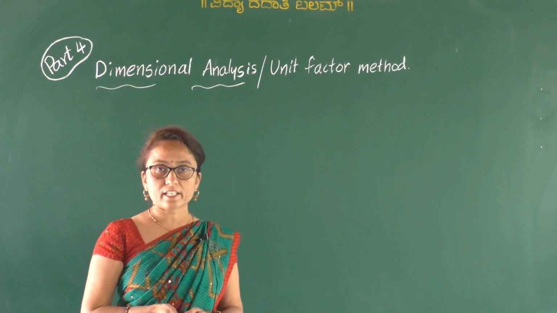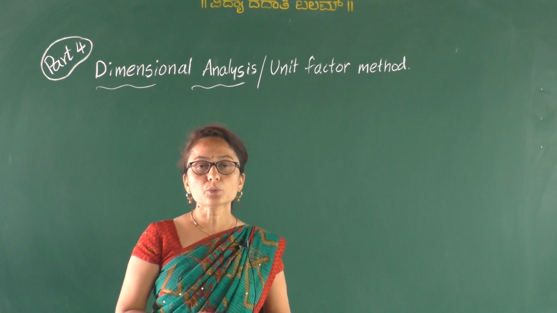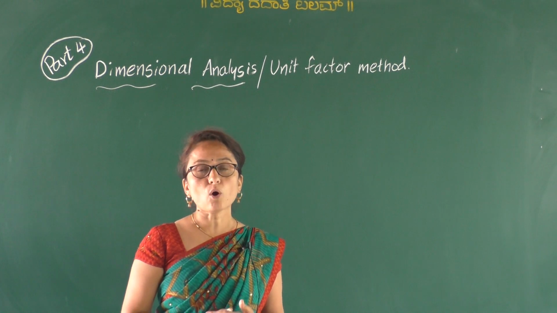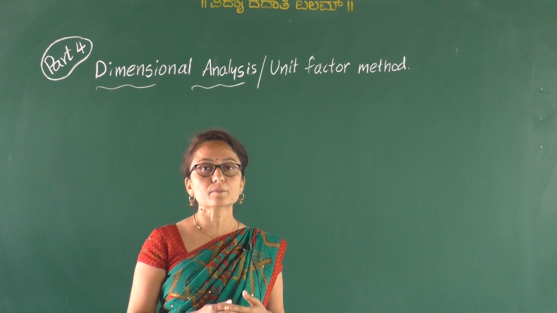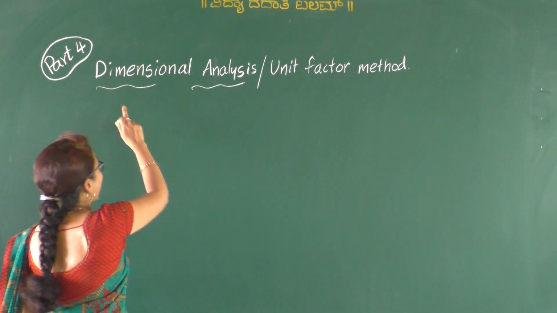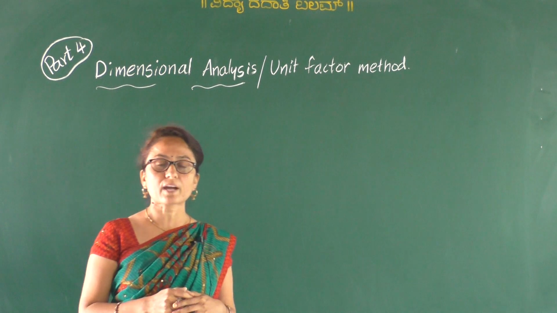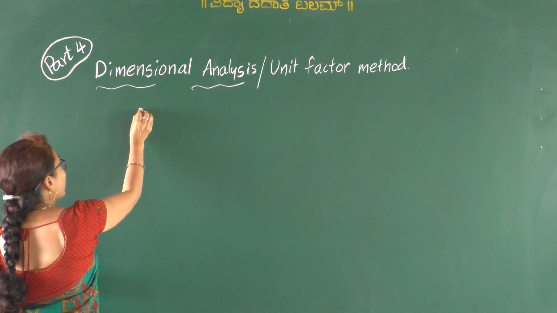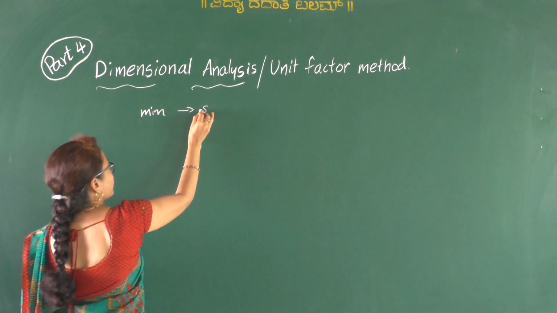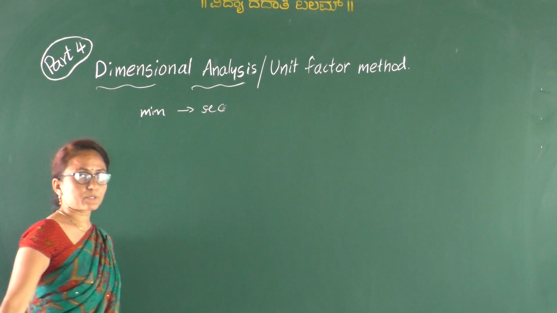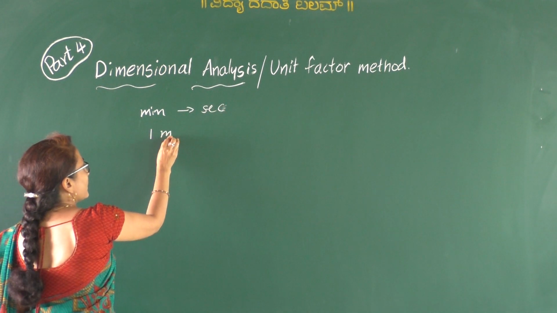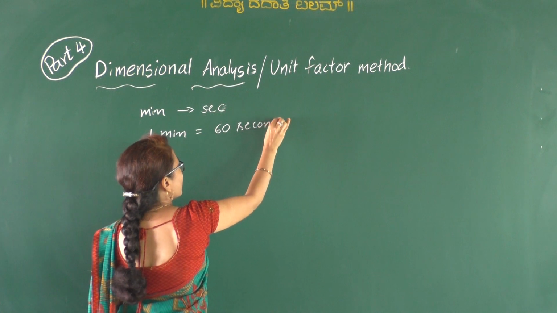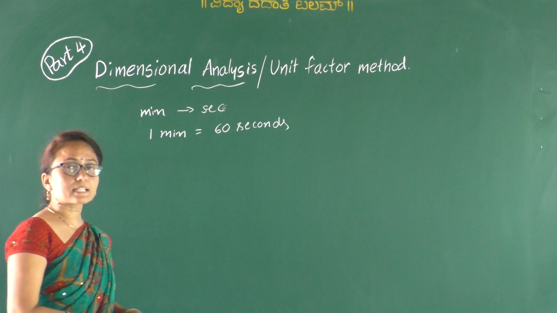When we are doing calculations, we need to change the units from one system to another. That method of converting units from one system to another system is called dimensional analysis or the unit factor method. For example, we have to convert minutes to seconds. We know that 1 minute is equal to 60 seconds. So this is the conversion factor, that is 1 minute to 60 seconds.